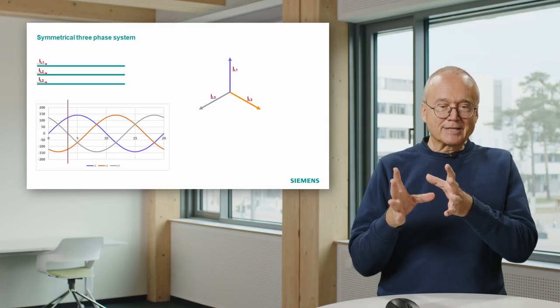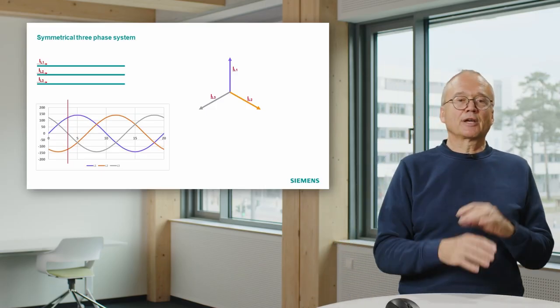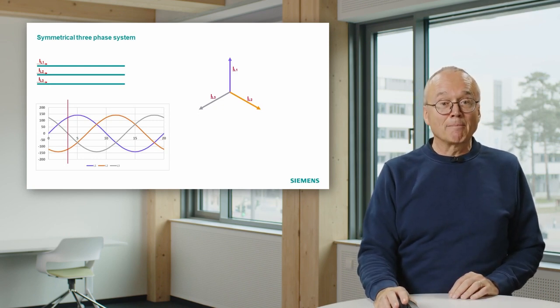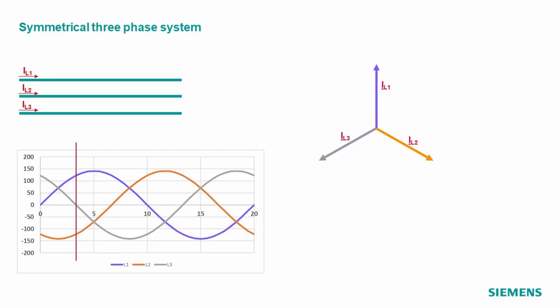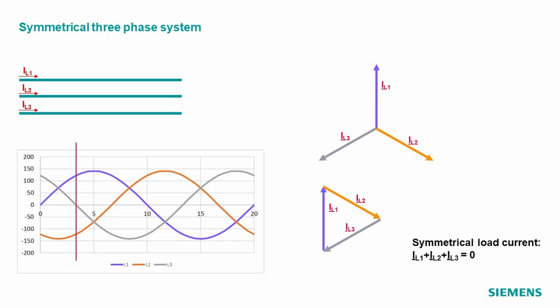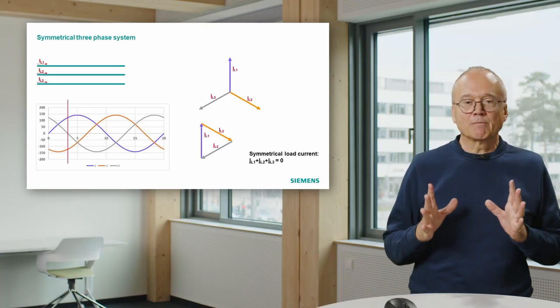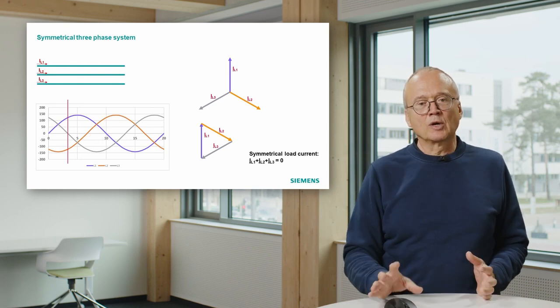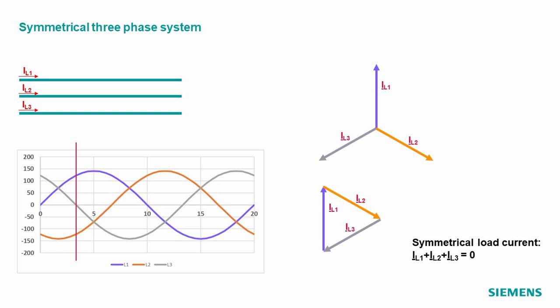So these three arrows have basically the same information as the diagram with the sine waves. And what you can see here, if you sum up these three arrows, you also see the sum is zero. The purple one, connect the orange one to that, connect the gray one to that, and you end up with zero. That means the interesting thing is in a symmetrical load situation, the sum of the currents is 0, either doing it with these arrows or just summing up the instantaneous values in the sine waves.